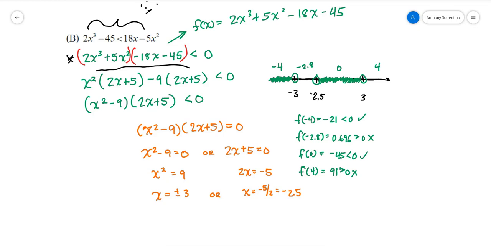In interval notation, I could say my x's go from negative infinity to negative 3, or they're between negative 2.5, which I could write as negative 5 halves, and 3. Or I could simply say x is less than negative 3, or negative 2.5 is less than x, which is less than 3.